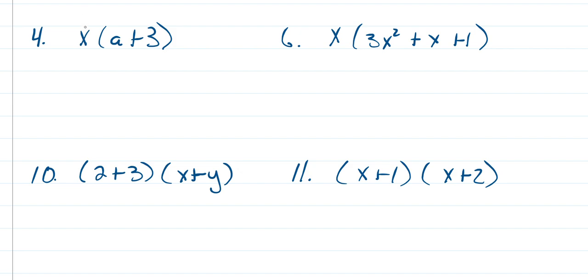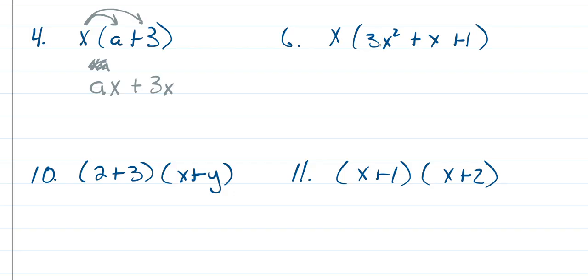Let's take a look at this next one here. Now we have two variables, x times a. Now you may want to go xa, but normally we're going to put this in alphabetic order. So we're going to call it ax, then the x times the 3, 3x.